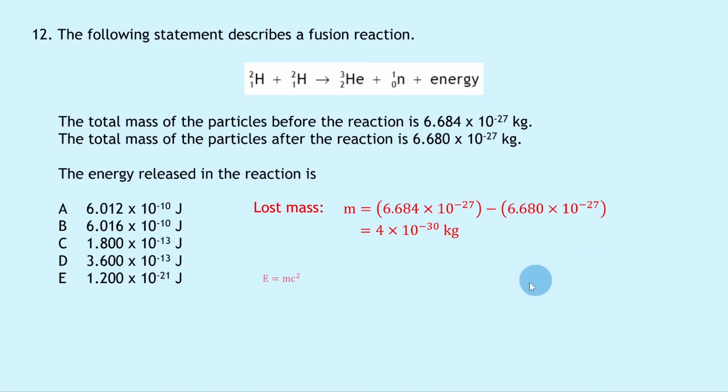So using the equation E equals mc squared now, we can plug in our mass to get 4 times 10 to the minus 30 times the speed of light squared, 3 times 10 to the 8 squared, and putting that into your calculator should give you an answer of 3.600 times 10 to the minus 13 joules, which is option D.